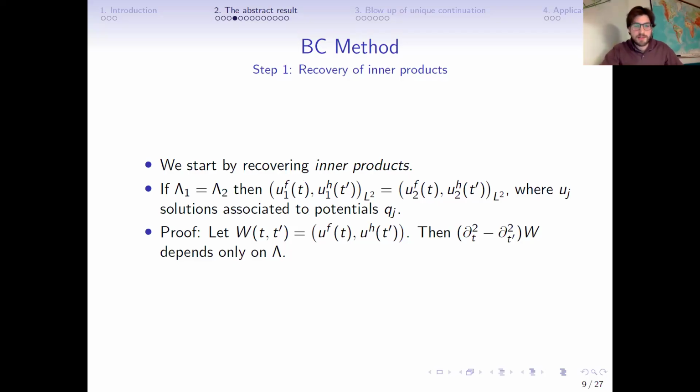This is something one needs to observe. It was done quite a few years back, but I still find it quite beautiful, because the proof is that you consider this capital W, a function that depends on two variables, which to t, t' associates these inner products. Then you apply the 1D wave operator to W, and you realize that it depends only on the source to solution map. So of course, if the source to solution maps are the same, then by well-posedness of the wave equation this inner product will also be the same. The proof is simple, but one has to think of applying the 1D wave operator to this thing.